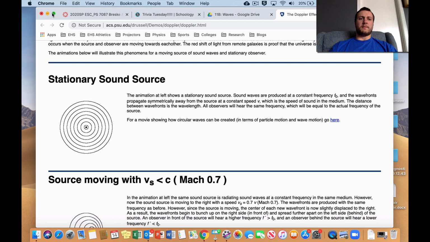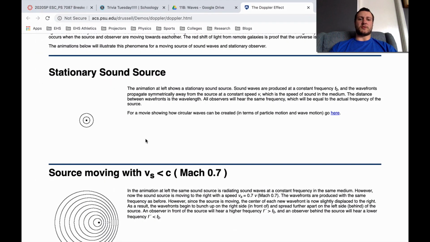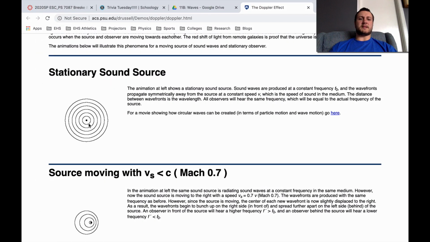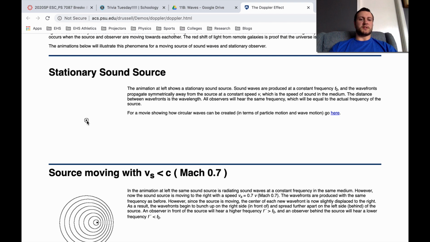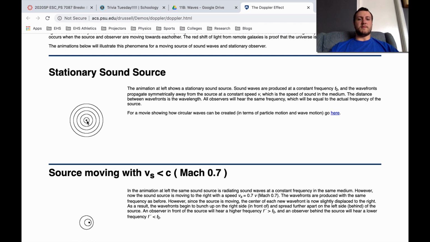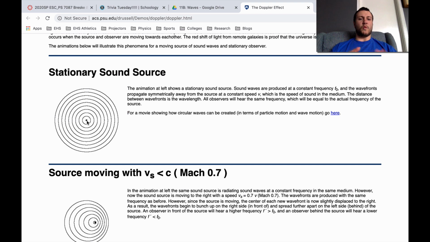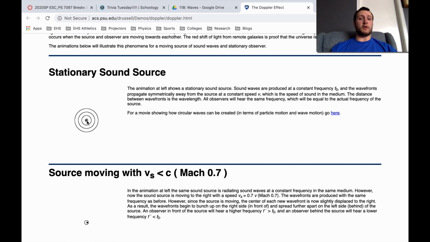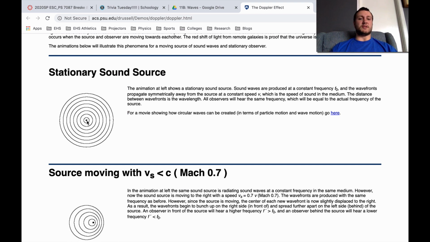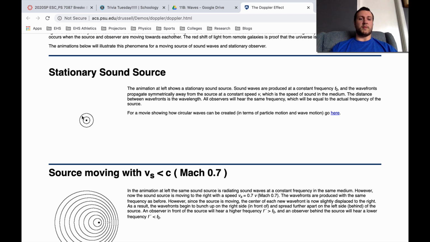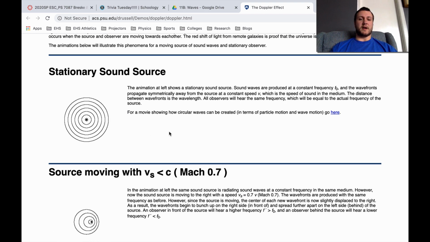So the first one that we look at is with the stationary sound source. So if you look to the left-hand side here, stationary source isn't moving. It's going to emit some frequency, and the wave pattern is going to be spherical, and it's going to be very, very easy to observe, right? Nice, uniform, nothing's too crazy going on there.